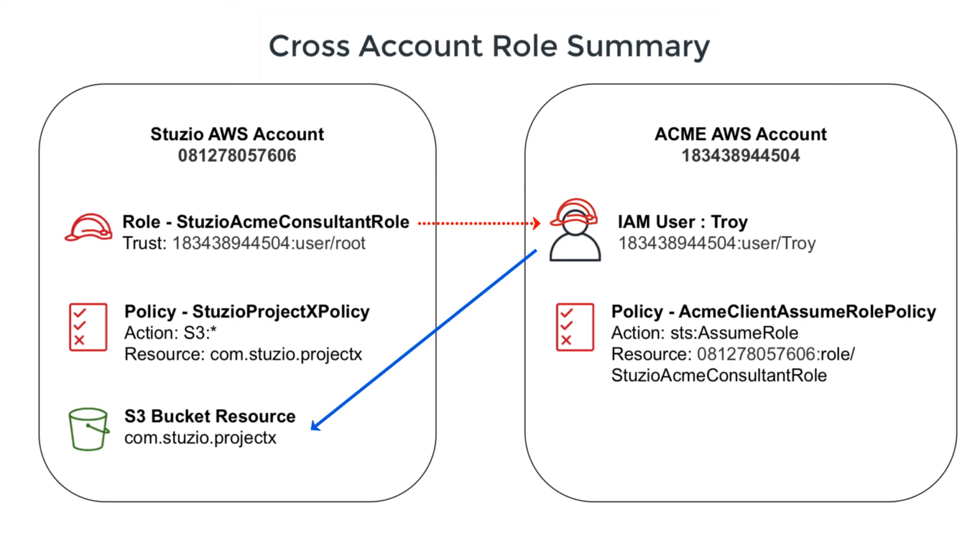So now to summarize, Troy was able to access the S3 bucket resources across the account. And on the Studio side, we didn't have to create an IAM user for Troy and give him a username, password into the Studio account, or access key. Troy was able to access the resource that he needs for Project X just by assuming the role.